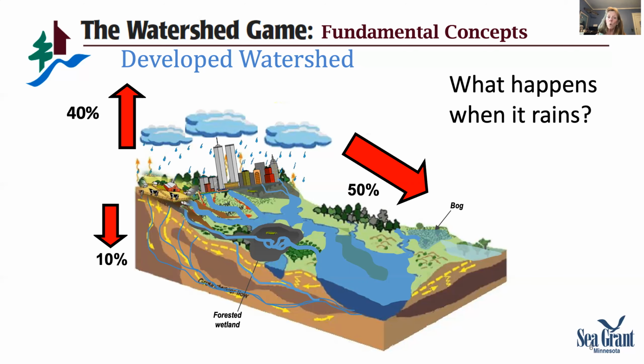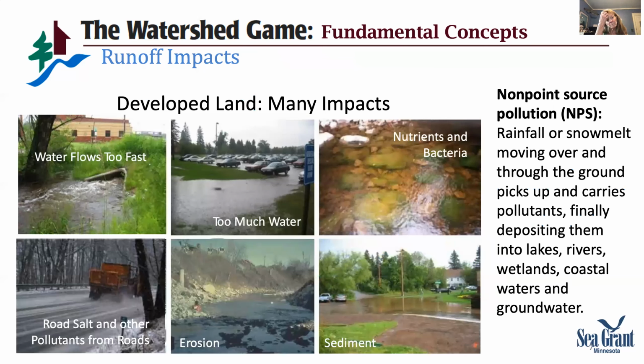So that's kind of what we worry about with development, and that's why we think it's important to be teaching these things. Fast and furious is how I like to think of this. And if you start thinking about what that means in terms of non-point source pollution: non-point source pollution is defined as rainfall or snowmelt moving over and through the ground that picks up and carries pollutants, finally depositing them into waterways.